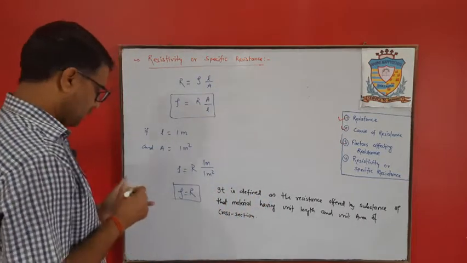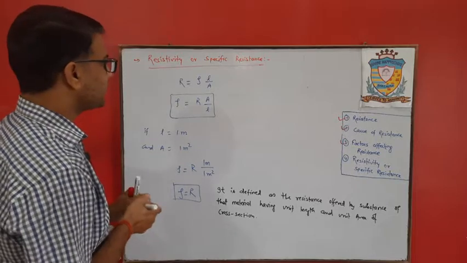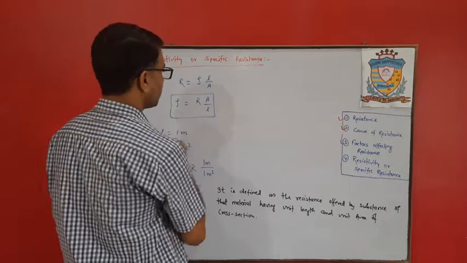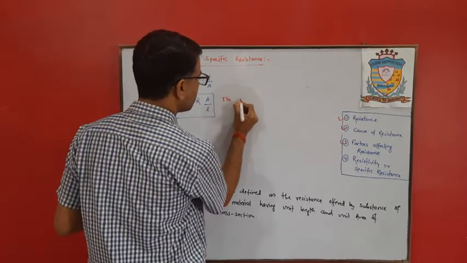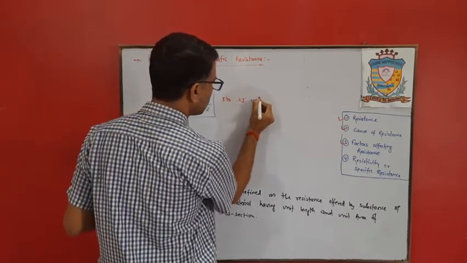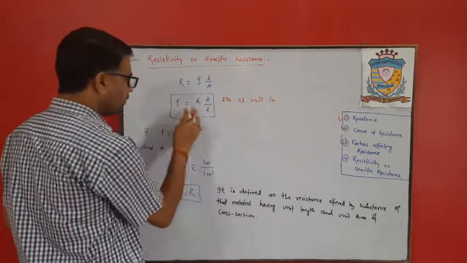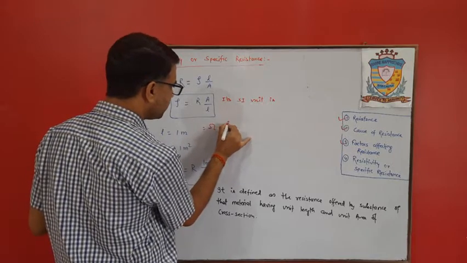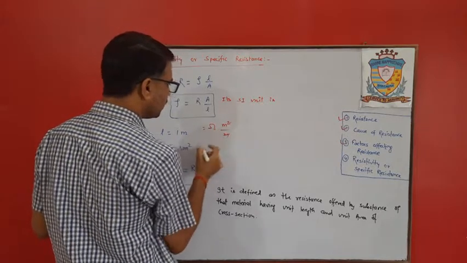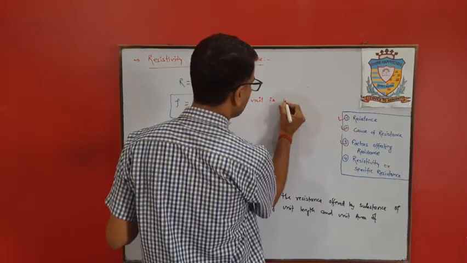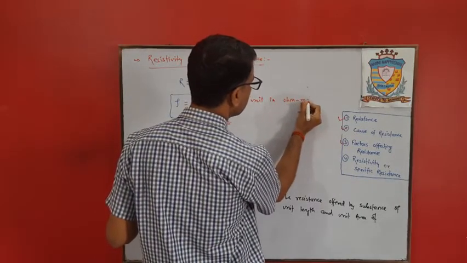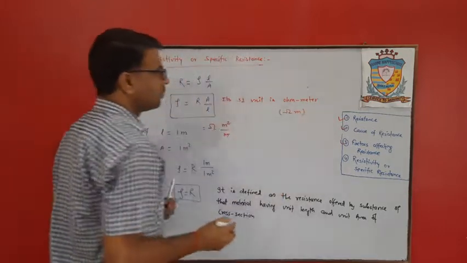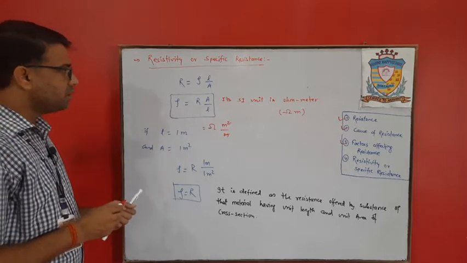Next is, what will be its SI unit? So from here, as you can see, it is ohm, for area it is meter square, for length it is meter. So one meter will cancel, that is ohm meter. Clear? So its SI unit is ohm meter.